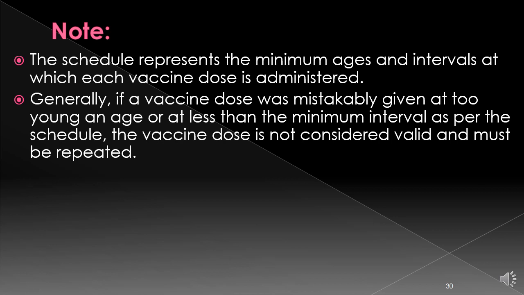So if a vaccine dose was mistakenly given at too young an age for what is listed or recommended, or at less than the minimum interval as per the schedule, that means instead of waiting 4 weeks, perhaps it was given at 3 weeks, then that vaccine dosage is not considered valid. It is discarded and it must be repeated at the right time. That means if a child got a repeat dosage at 3 weeks interval instead of 4, you have to ignore that and give that dosing again after the 4-week interval date reaches. That's very important for you to remember.